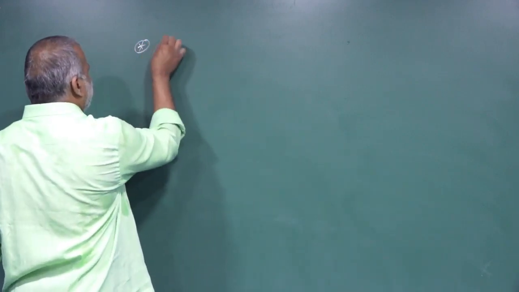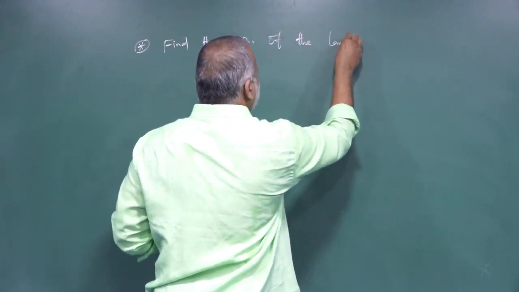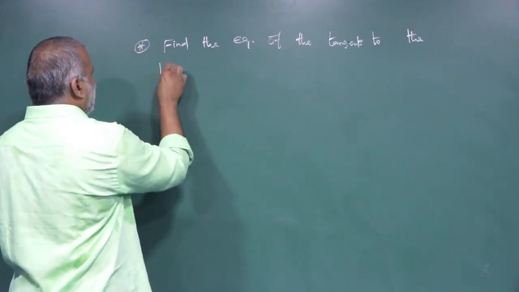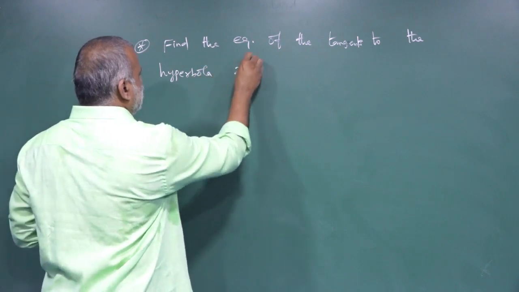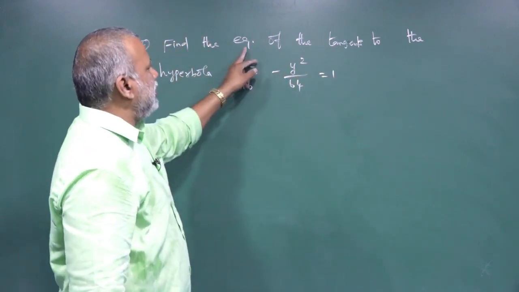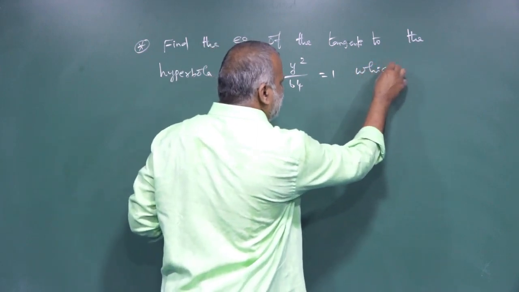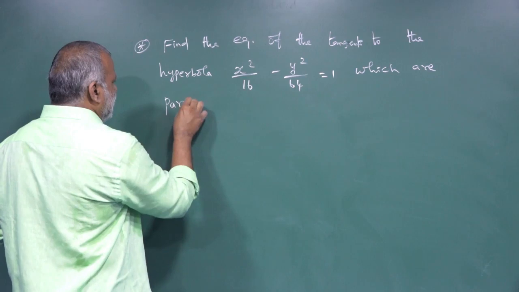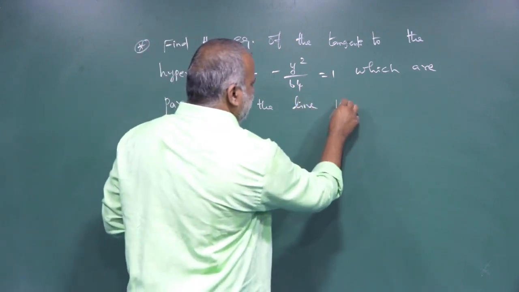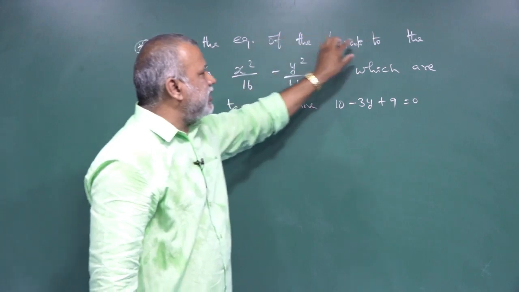Find the equation of the tangents to the hyperbola x squared by 16 minus y squared by 64 equal to 1, which are parallel to the line 10x minus 3y plus 9 equal to 0. Read the question. Find the equation of the tangents to the hyperbola.